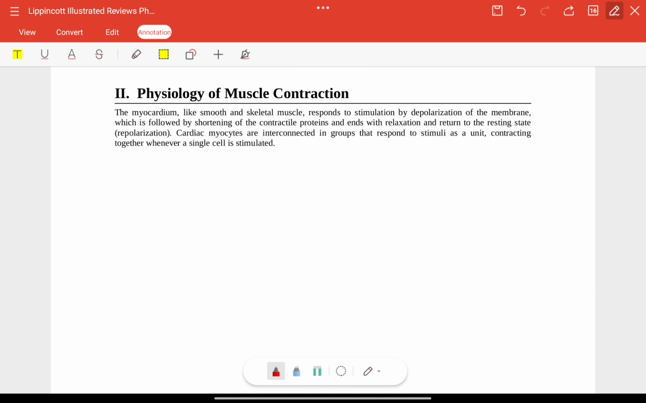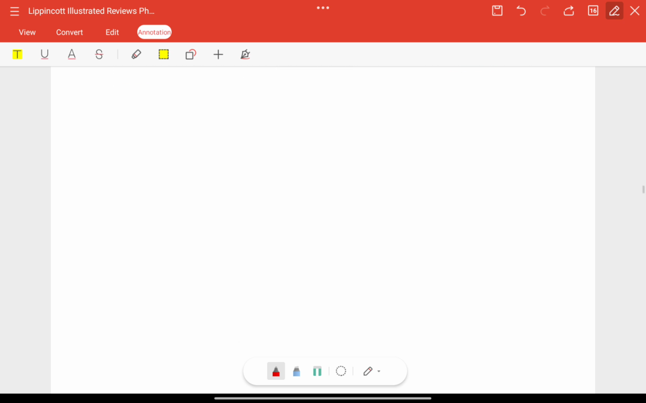Now, physiology of muscle contraction. Cardiac myocytes are interconnected in groups that respond to stimuli as a unit and contract together whenever a single cell is stimulated.